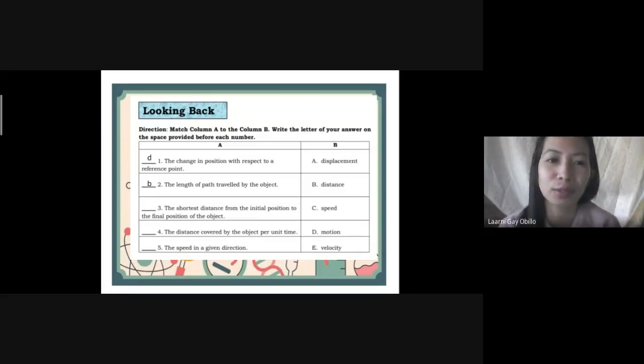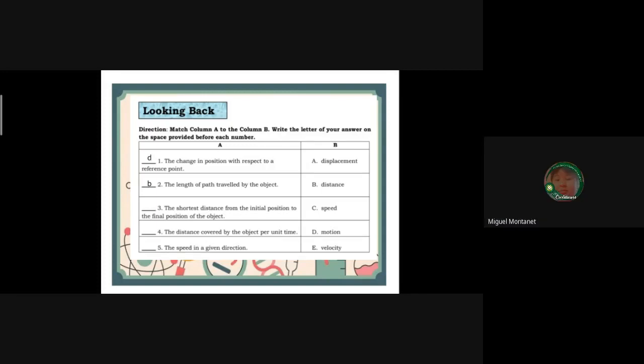The answer is letter D. Okay, for number 3. Sige, 5 lang kayo, pwede kayong sumagot ng sumagot. Number 3, pakibasa. Miguel. The shortest distance from initial position to the final position of the object.